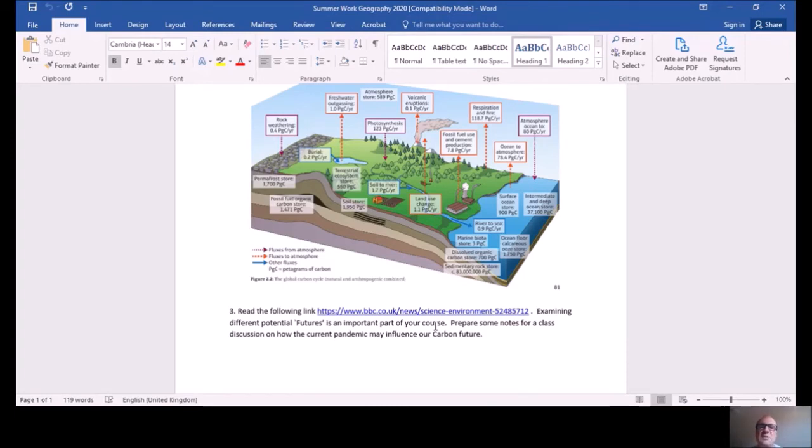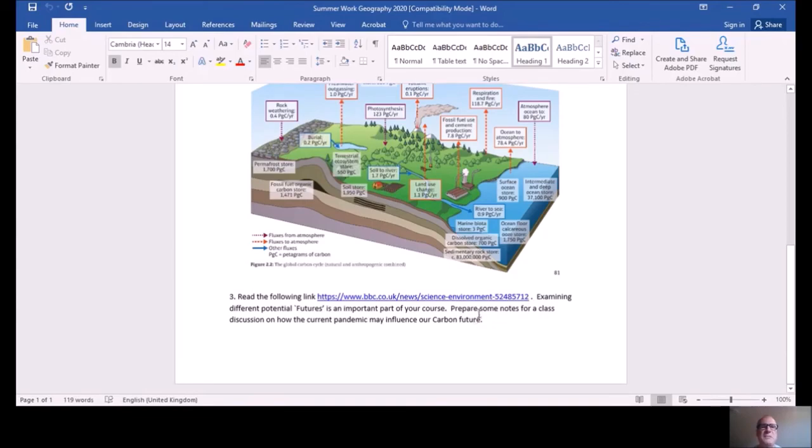And I want you to really start to think about, actually, what does this mean for the future of our relationship with carbon? Because of course carbon is the element that we've been putting huge amounts of into the atmosphere and creating climate change. That has slowed incredibly during the pandemic. But what will happen next? And what we have to do in geography is we have to look at these things and think about the different potential future scenarios. And that is what I want you to look at there in summer work.